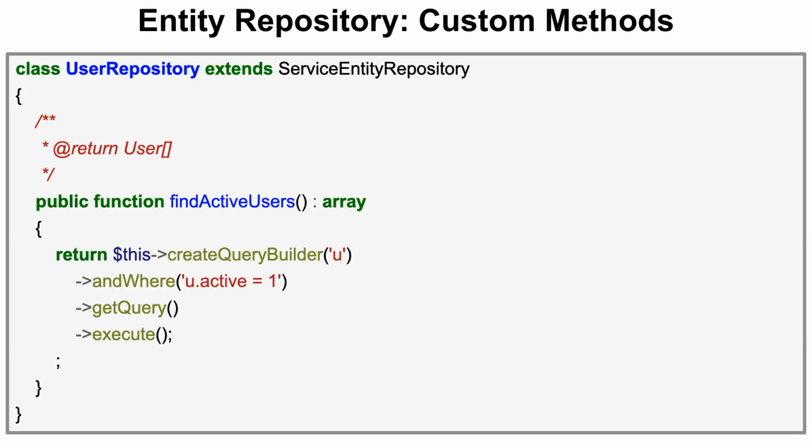So we're going to define a method called findActiveUsers. That basically just creates an empty query builder and then adds a where condition that says u.active equals 1. And then we call getQuery, and that returns a query object, and then we can call the execute method on that query object. And the execute method returns an array, and you can see I have it typed as an array, returning an array of user objects.